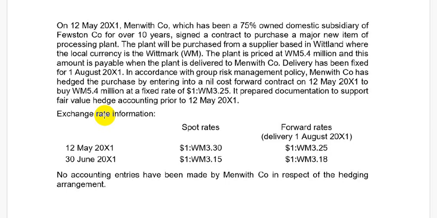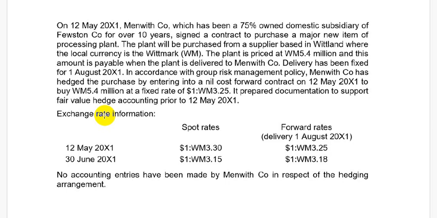So you always need to understand what's happening in the question. Failure to understand what's happening in the scenario will make you produce a poor answer. Okay, so take a step back and understand what is happening in the scenario. So in this scenario, MCOR has purchased a plant outside the country.